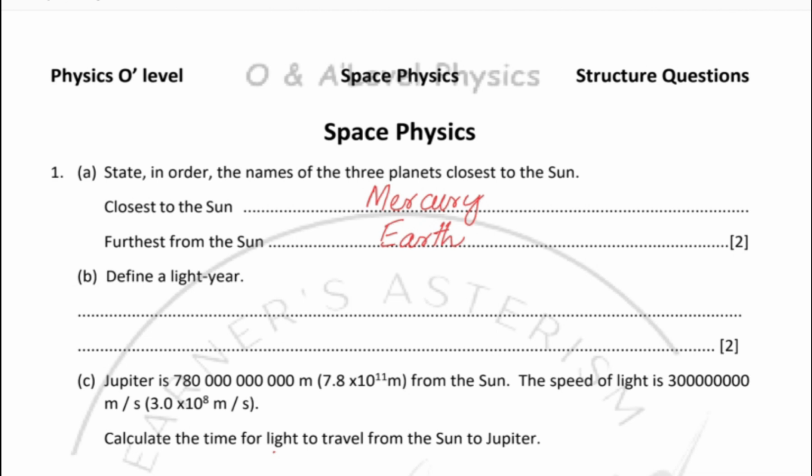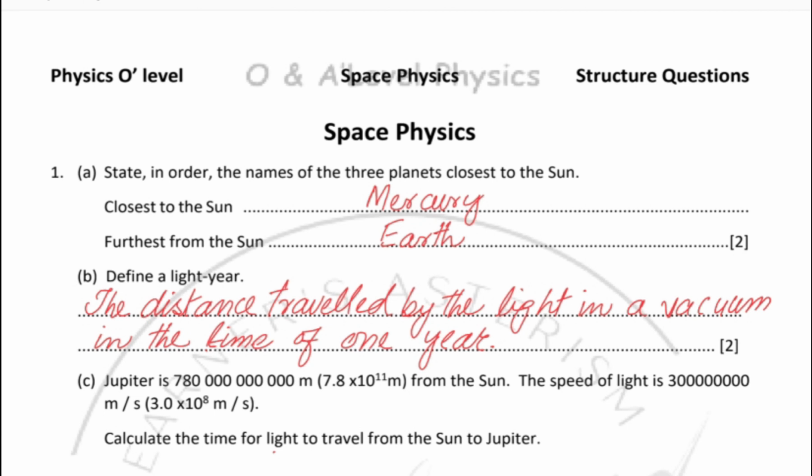Part B, question number 1, part B, define light year. Dear students, keep in mind one thing, light year is not a time, it is the distance. It is the distance traveled by the light in a vacuum in 1 year. So our answer is the distance traveled by the light in a vacuum in the time of 1 year.